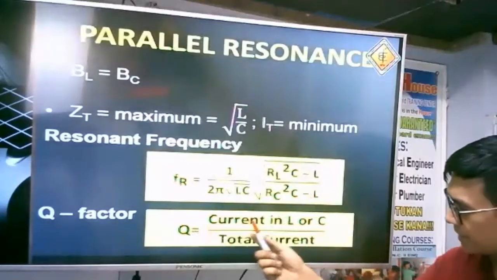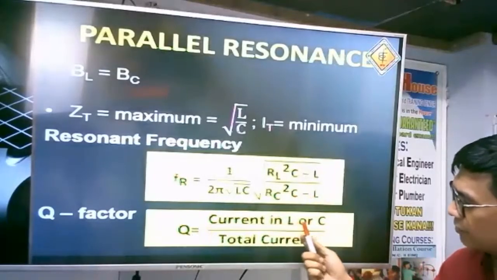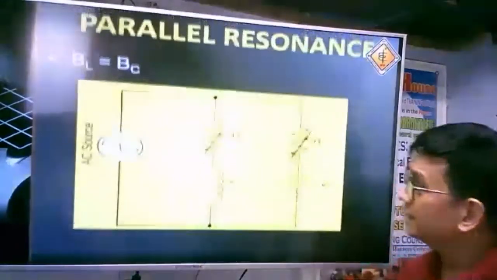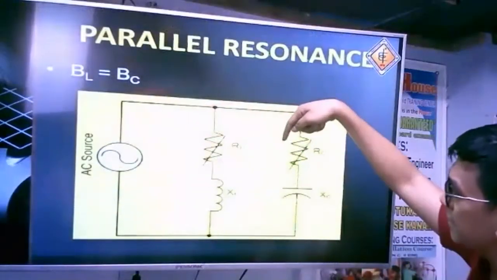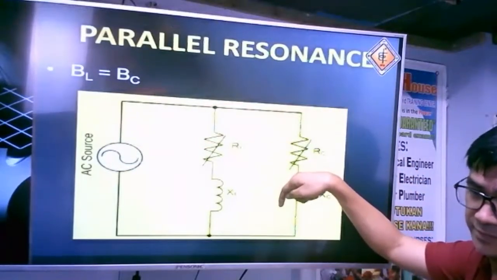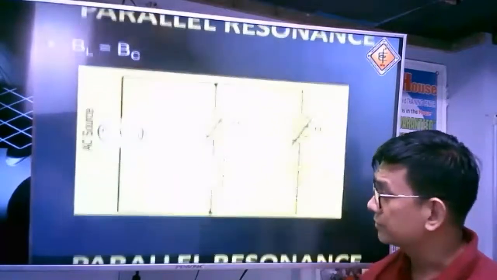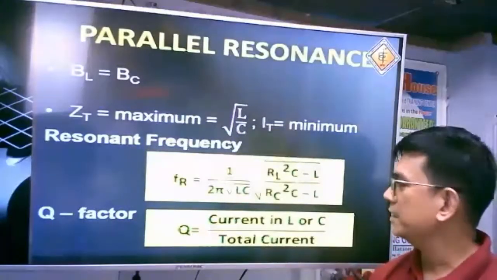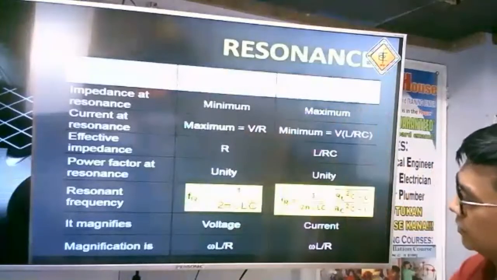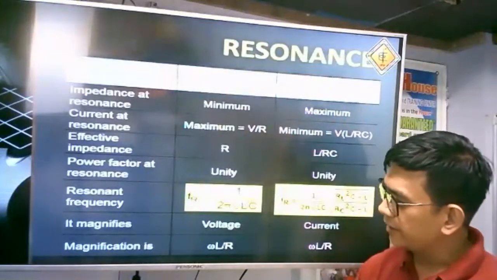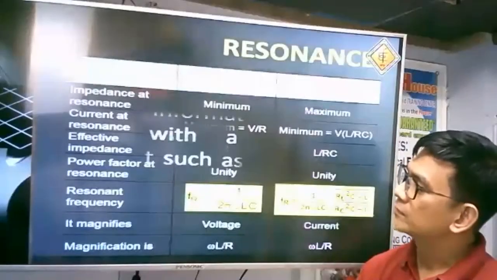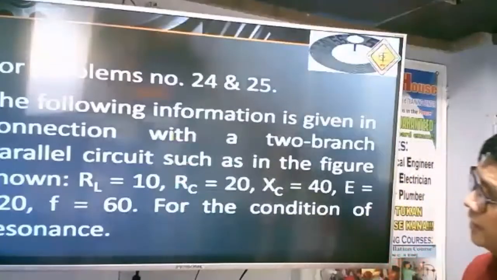The Q factor is the current in the L or C branch. Why is this? Because the current in the L branch is simply equal to the current in the C branch at resonance condition. Always remember that. This is just a summary of the resonance. Well, you have that in your handouts. So, our reviewees.